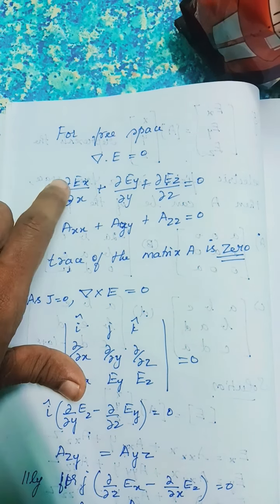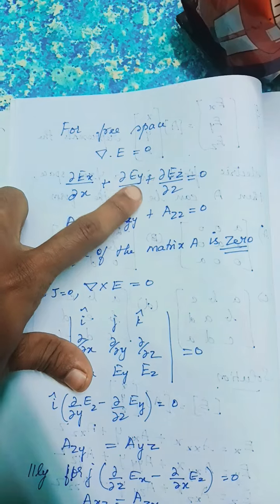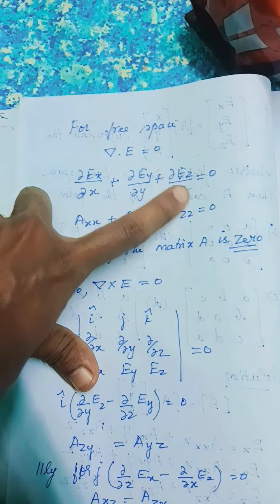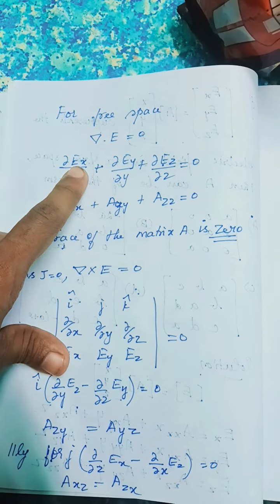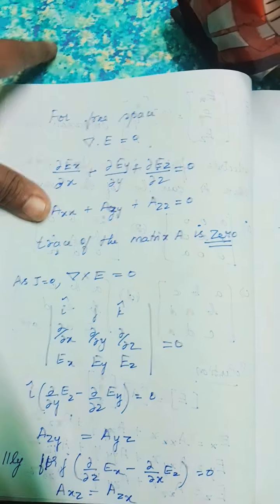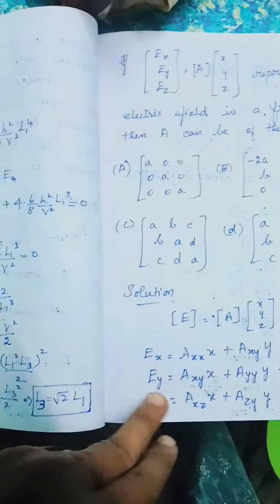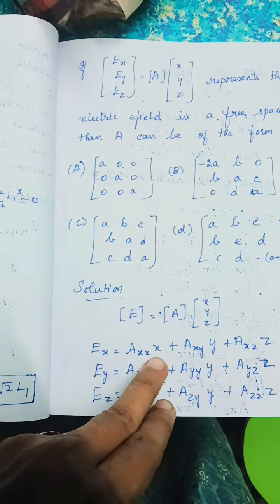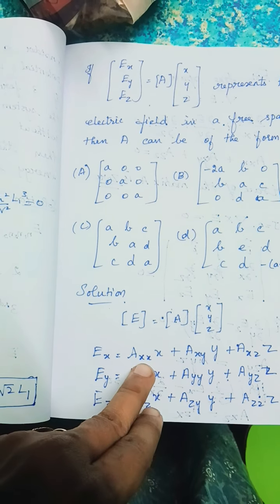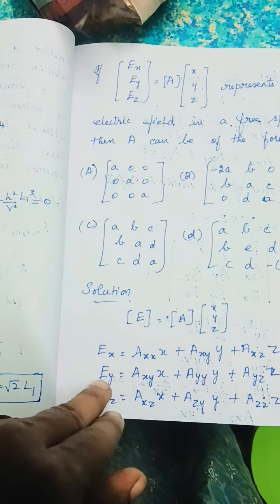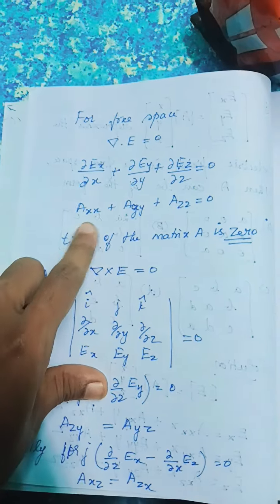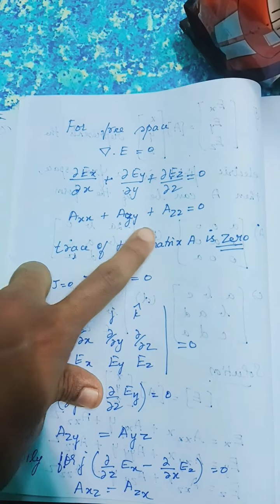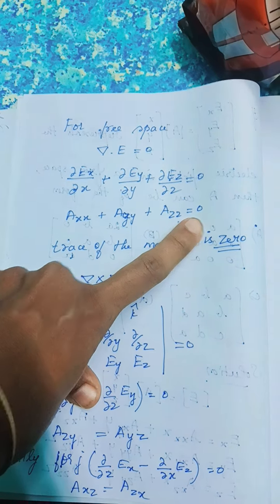Divergence of E equals 0, that is, dou Ex by dou x plus dou Ey by dou y plus dou Ez by dou z equals 0. Substituting the values from the previous equations, differentiating Ex with respect to x, you will get Axx. Similarly, dou Ey by dou y gives Ayy. So we get Axx plus Ayy plus Azz equals 0.